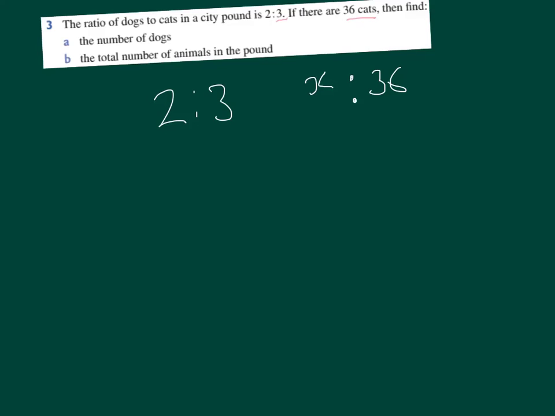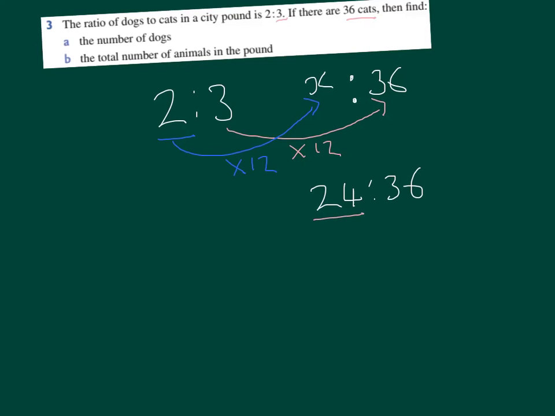Okay, so we need to ask ourselves, what do I multiply 3 by to get to 36? Well, that one's multiplied by 12. So on the other side, what do I need to multiply 2 by? Well, we'll multiply by the same number, times by 12. So x to 36, when I rewrite that, 2 times 12 is 24. 24 to 36, that tells me there are 24 dogs.